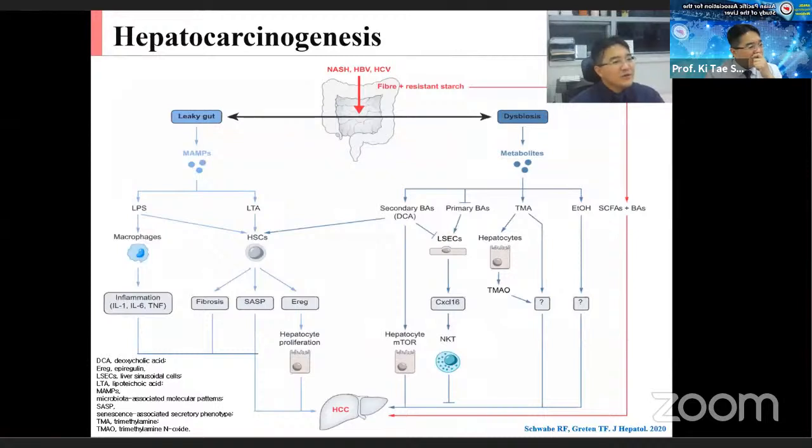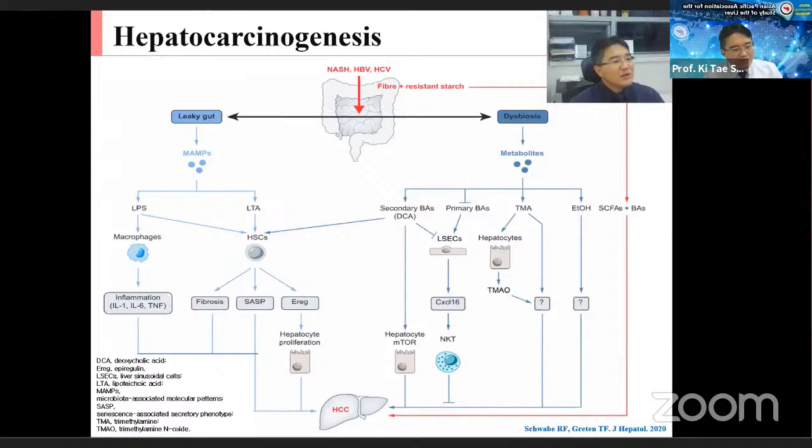Dysbiosis and a leaky gut result in increased hepatic exposure to bacterial metabolites and MAMPs. Bacterial metabolites such as bile acid alter LSEC CXCL16-dependent NKT cell recruitment, as well as hepatic stellate cell SASP. The contribution of bacterial metabolites TMA, TMAO, and ethanol to hepatocarcinogenesis is not yet understood.